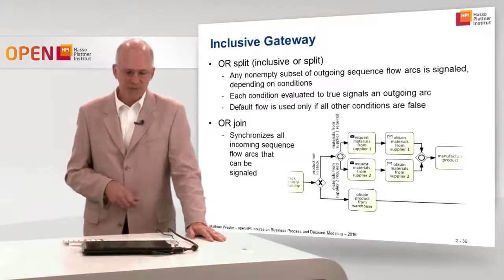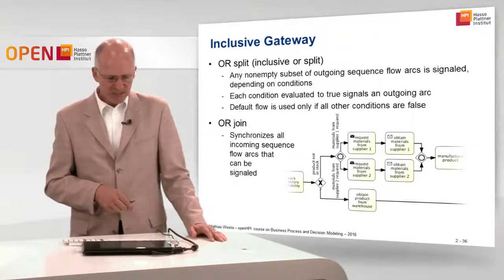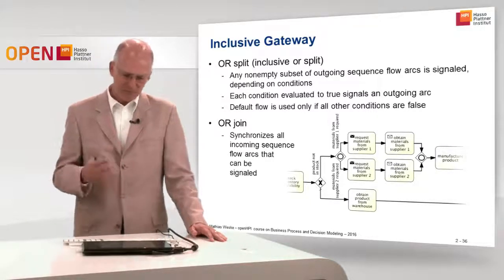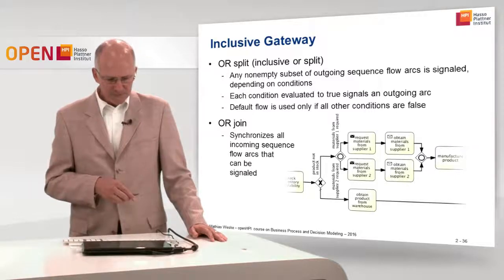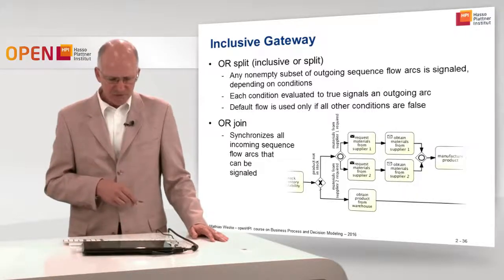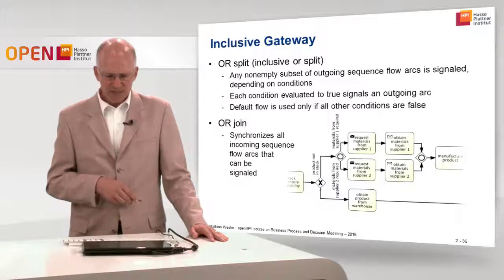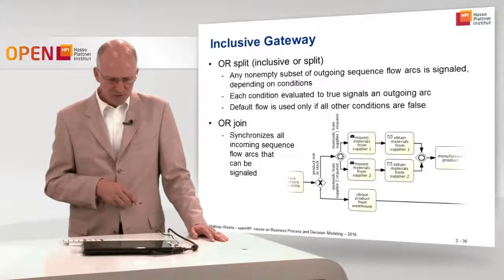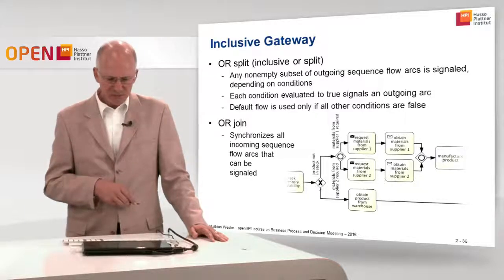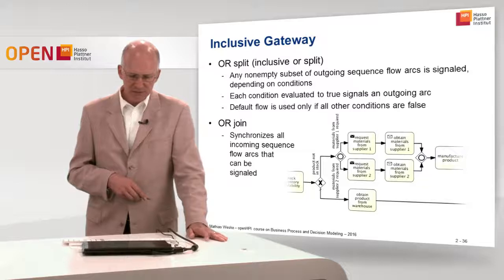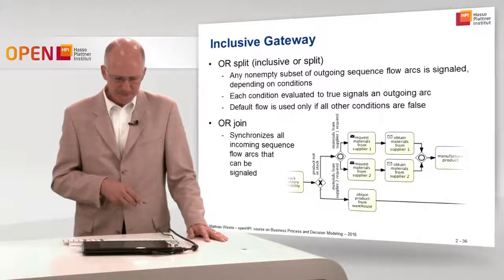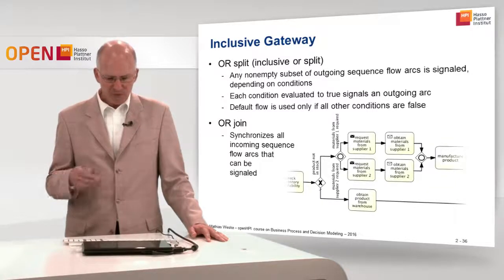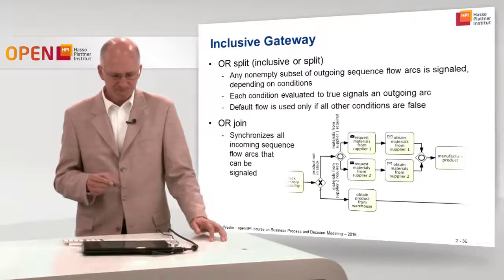And inclusive gateways can be used to do that. So the inclusive gateway is also called the OR split, or join. That means any non-empty subset of outgoing sequence flow arcs is signaled depending on the conditions. And each condition that is evaluated to true signals an outgoing arc. It's also possible to have a default flow, and that is used only if all other conditions are false.